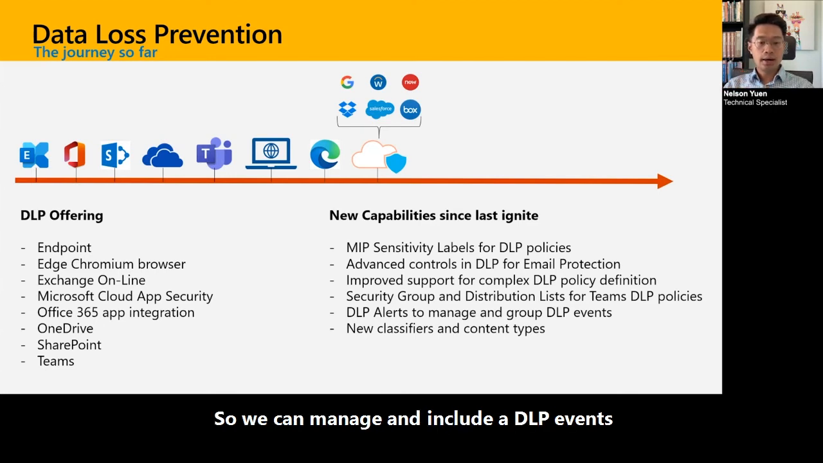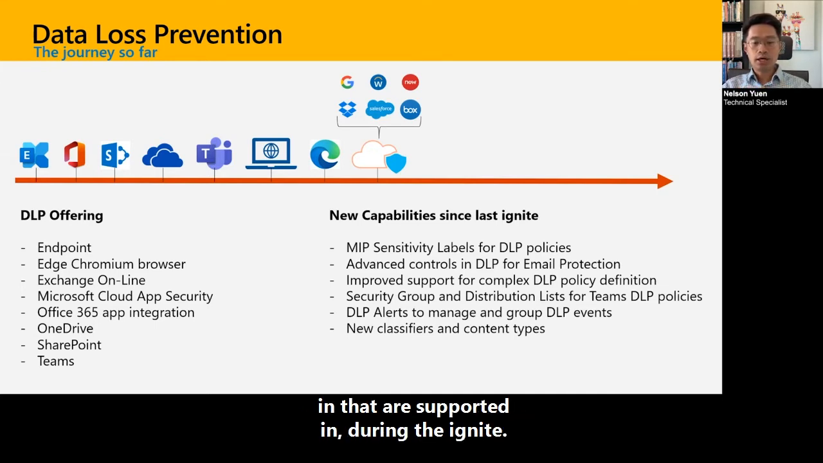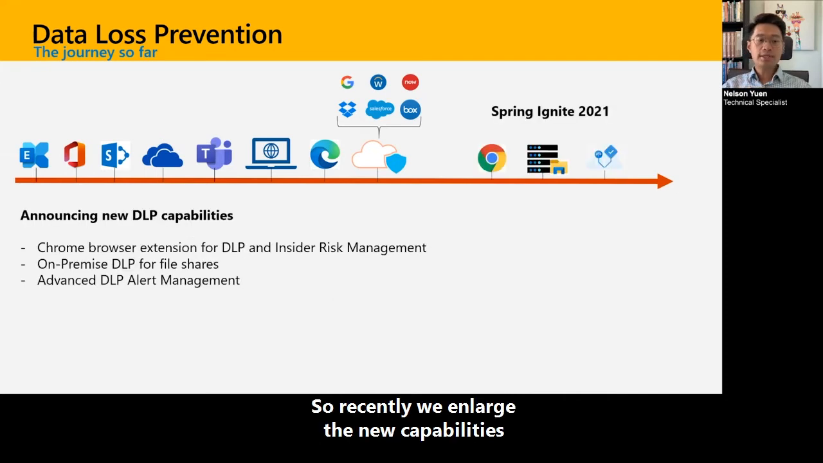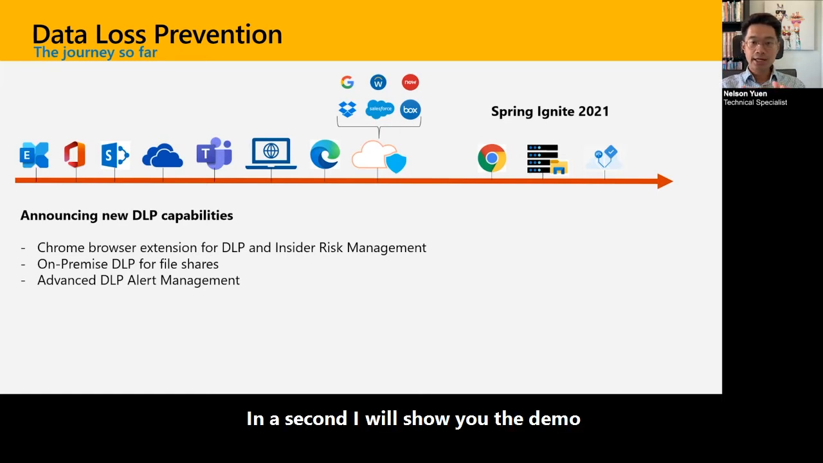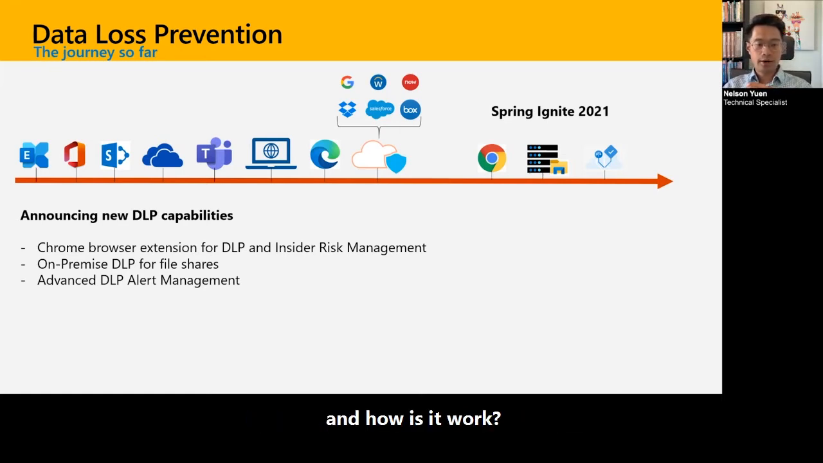So we can manage and group the DLP's events under the DLP alerts right now. With the new classifier and the content type that we also enhanced, that will be supported during Ignite. Recently we enhanced the new capabilities in our DLP: we support the Chrome browser. We have an extension for Chrome that benefits the DLP policy as well as the incident risk management. In a second, I will show you the demo and how it works.